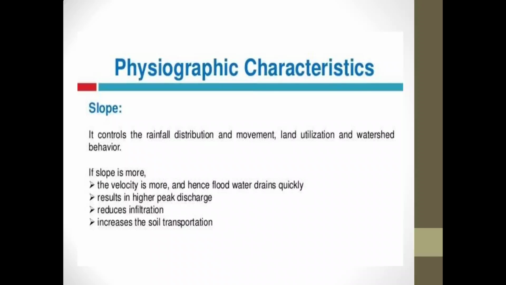Then if the slope of the watershed is more, it results in a higher peak discharge. It also reduces the infiltration, because most of the water drains out or is removed quickly.